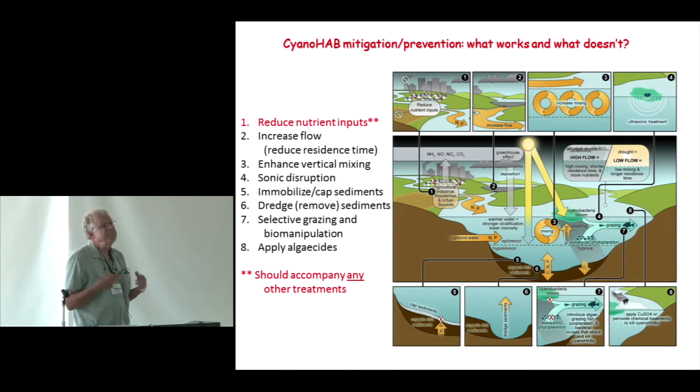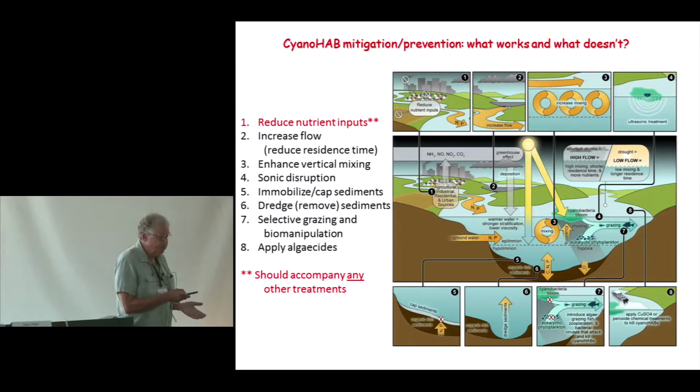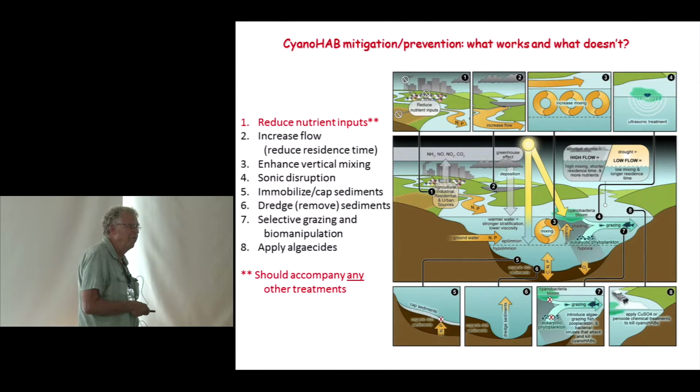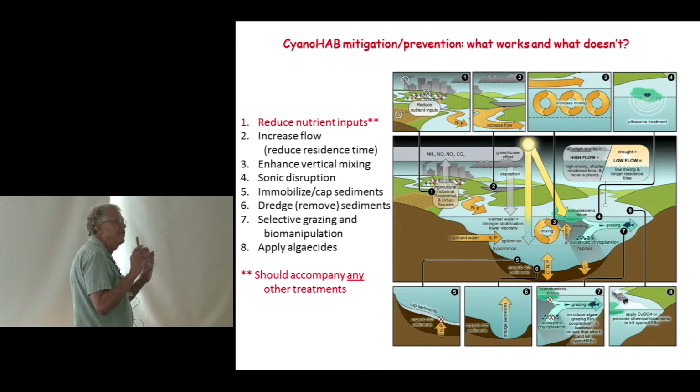Where are we in terms of mitigating these blooms now when we have this problem? You can see there's a list here of different mitigation strategies that have been used to try to control these blooms in aquatic ecosystems. I've put the first one, and the most important one, up on top, which is we need to deal with the nutrient issue, no matter what other strategies we impose in these systems.